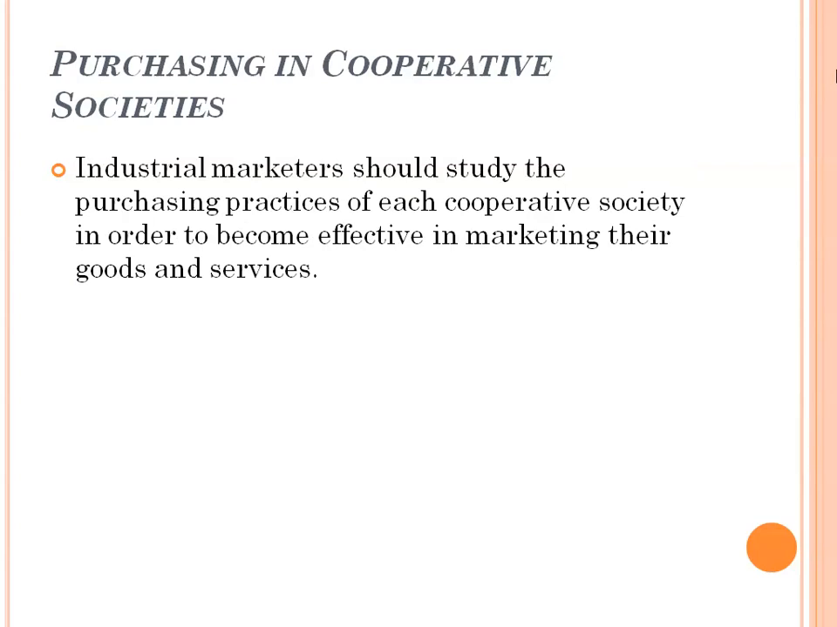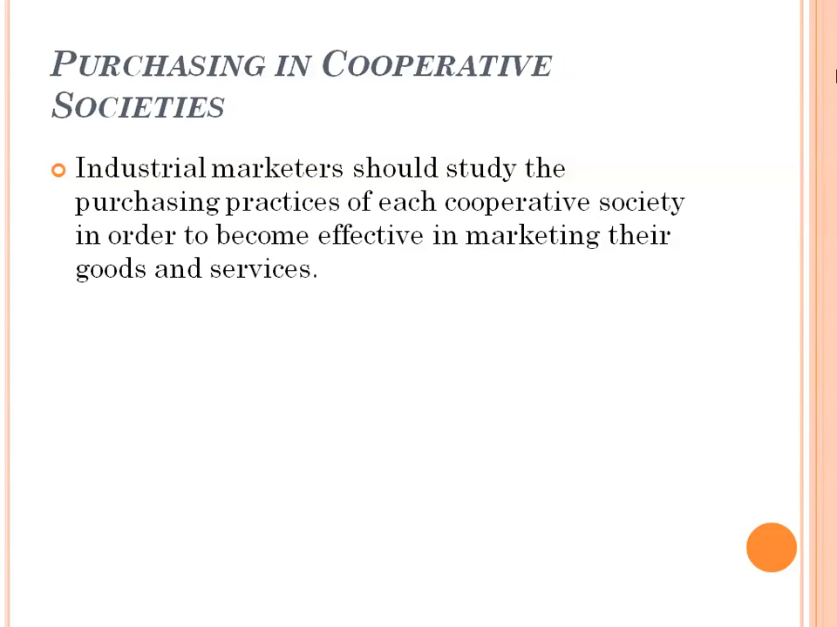Now, purchasing in cooperative societies. Industrial marketers should study the purchasing practices of each cooperative society in order to become effective in marketing their goods and services. For example, the cooperative sugar factories in Maharashtra and UP may adopt different buying practices while purchasing sugar machineries, pump sets, compressors, etc. While making the purchase decisions, their emphasis on factors, namely quality, delivery, price, payment terms, services, and long-term relationship with the suppliers, also affects the purchase decisions under consideration.